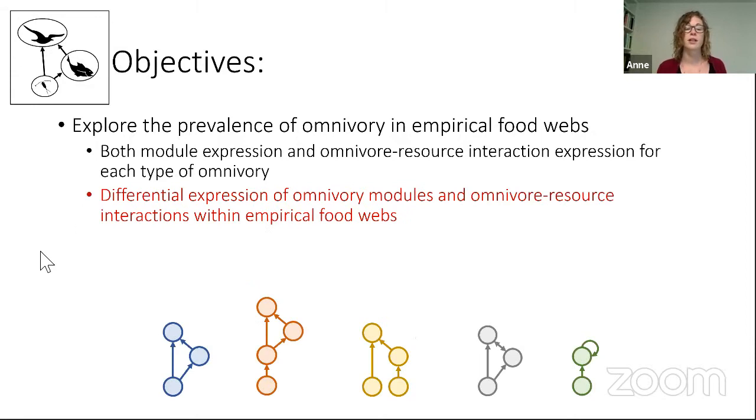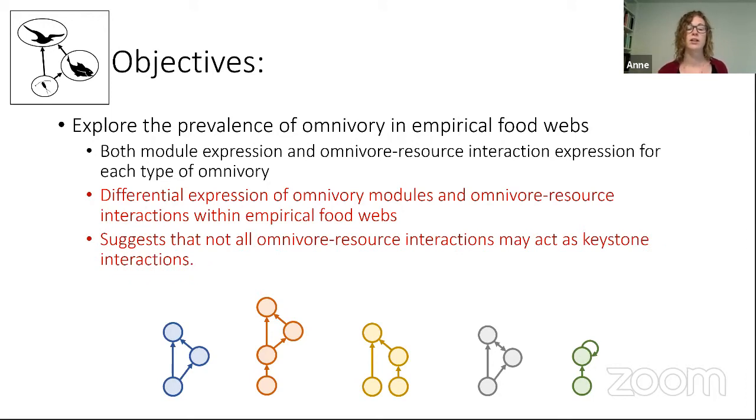What I found was that there was differential expression of omnivory modules and omnivore resource interactions within the empirical food webs across these 5 different types. These were real food webs that we had pulled from the literature, including the Benguela food web that I'd shown previously, but then some other ones. Across different ecosystems, we see differential expression. This suggests that not all omnivore resource interactions may act as keystone interactions. So when we say that the omnivores are stabilizing for these food webs, or that we want to preserve omnivores, there might not be that much evidence to support that.